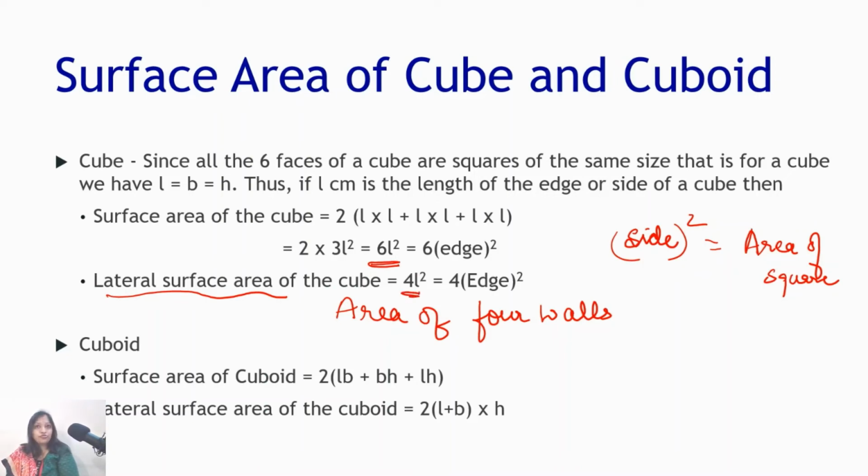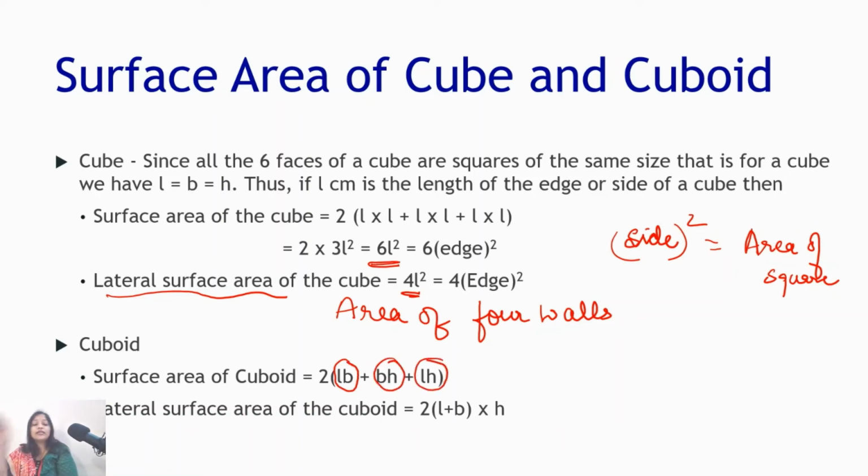Same thing we have for cuboid also. We have surface area as well as lateral surface area. Now surface area of cuboid is what? Just add all the six surface areas. So 2 will be length into breadth, 2 will be breadth into height, 2 will be length into height. So we are just adding those six areas.